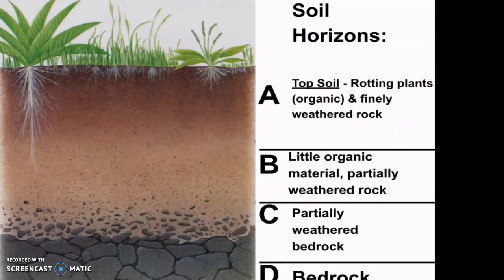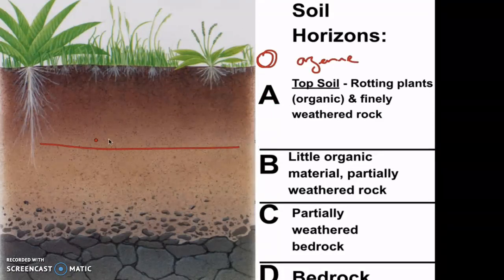We have a number of different soil horizons or soil layers. We have the O up on top, which is our organic layer containing all of our plants right here. Then we have A, our topsoil, and you can see that as we go down, the colors change a little bit. So this region right here is our topsoil, from here to here: rotting plants, organic, and finely weathered rock.